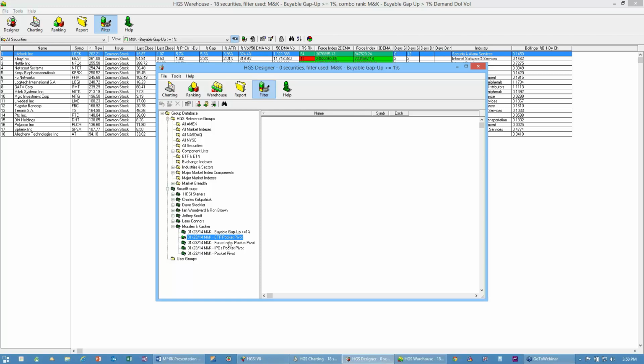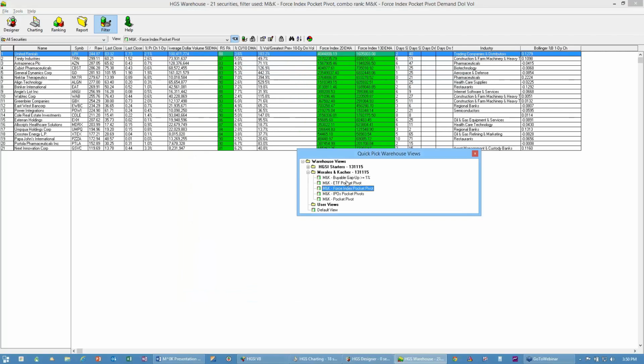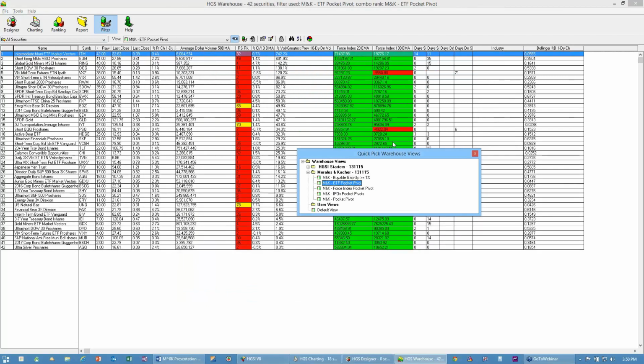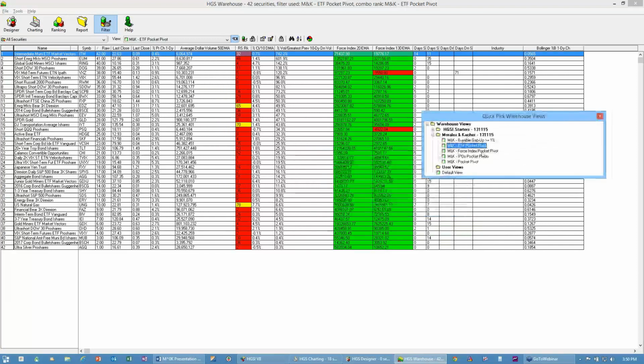Now here is the ETF pocket pivot. So if I use the corresponding, well, this is a good example here. Here's the ETF pocket pivot. I'm still in all securities rather than the designer. You can see that there are 42 candidates here, and this is also based upon the combo.